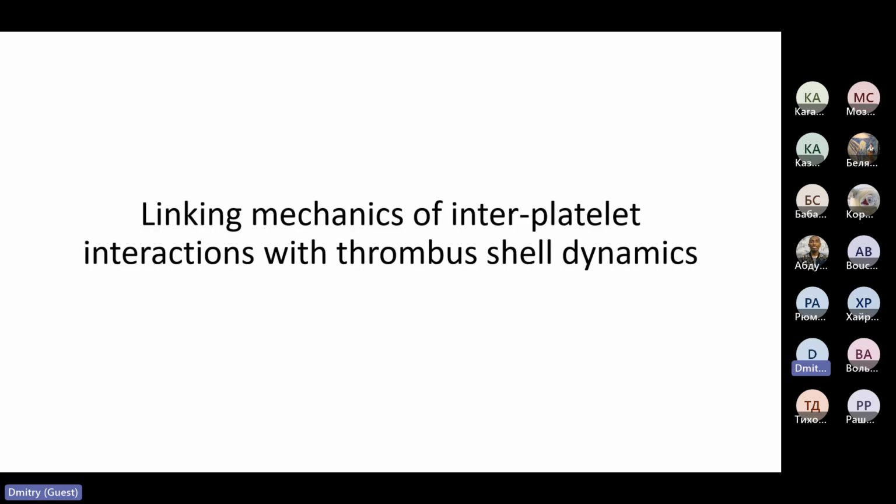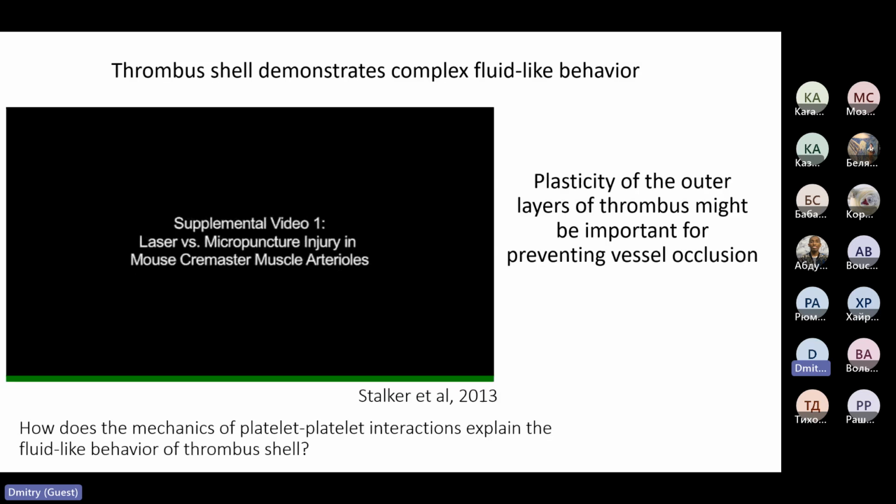In the second part of my talk, I will focus on how we try to link the mechanics of interplatelet interactions with the overall dynamics of the thrombus shell. So the shell is this outer region of the thrombus.